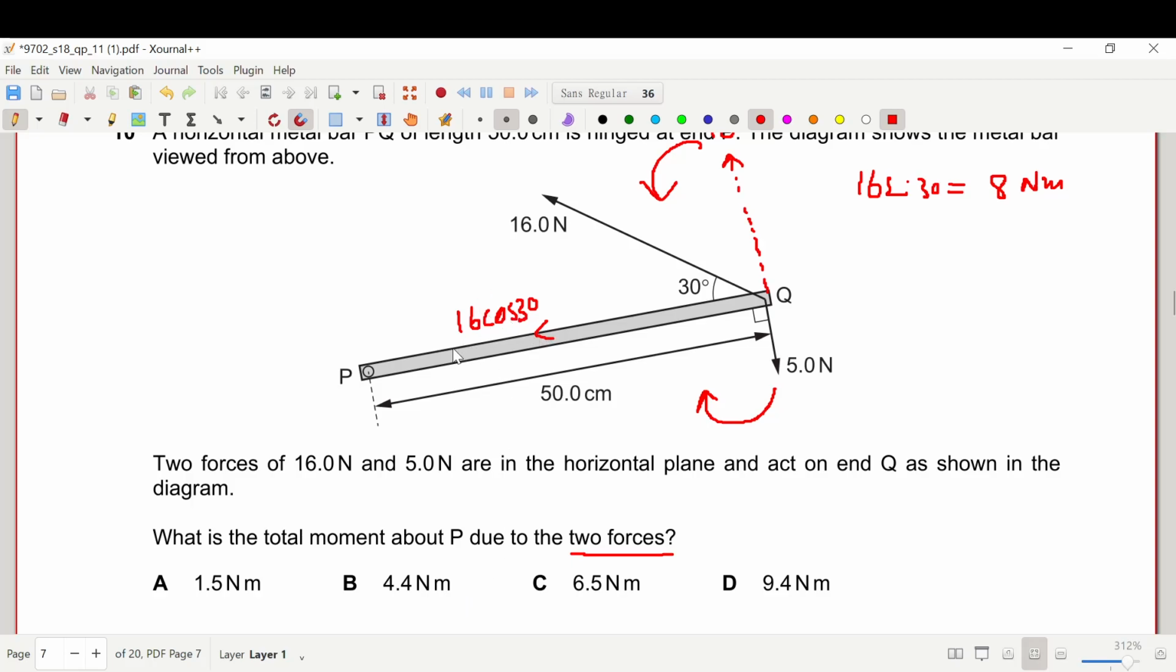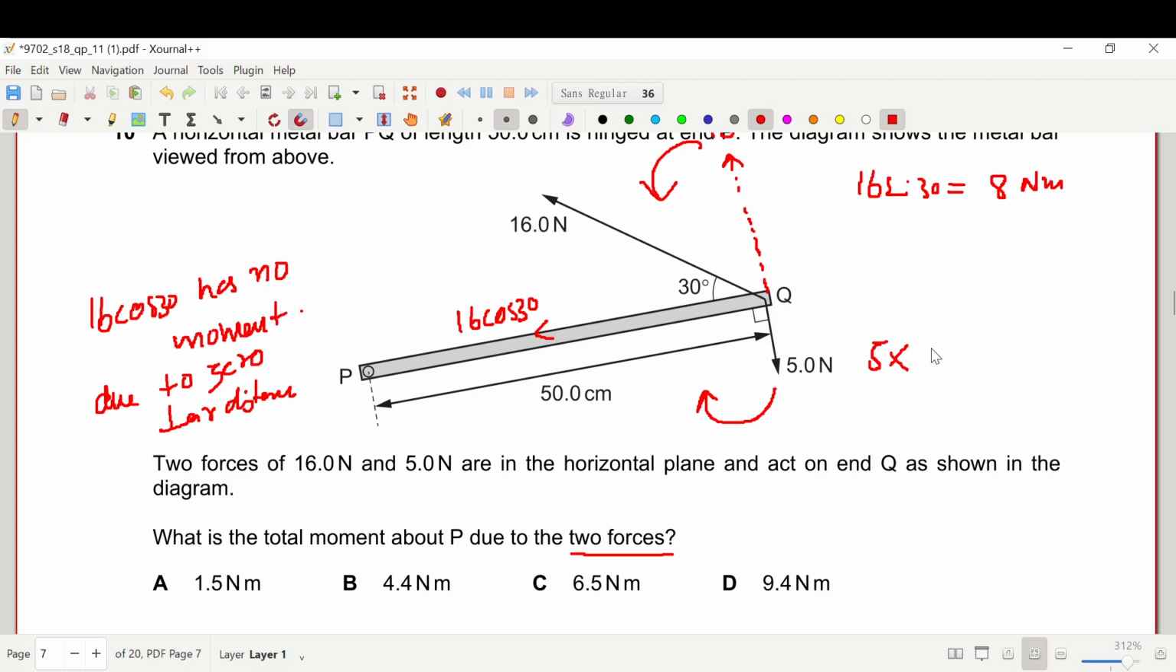16 cos 30 will not exert any moment because it is passing through the pivot. It has no perpendicular distance. 16 cos 30 has no moment due to zero perpendicular distance. Now, इसका moment क्या है? The answer is in meter. 5 into perpendicular distance is 0.5. Answer is 2.5 Newton meter.